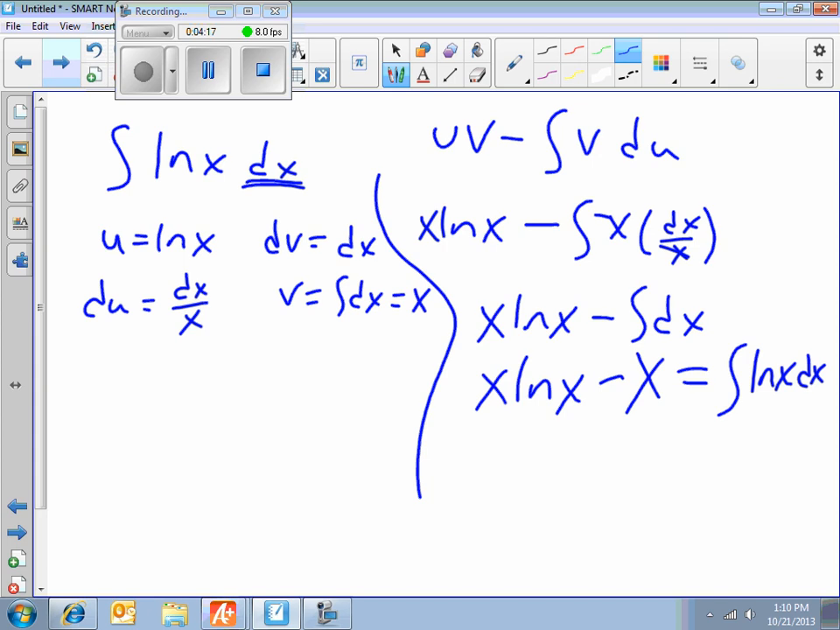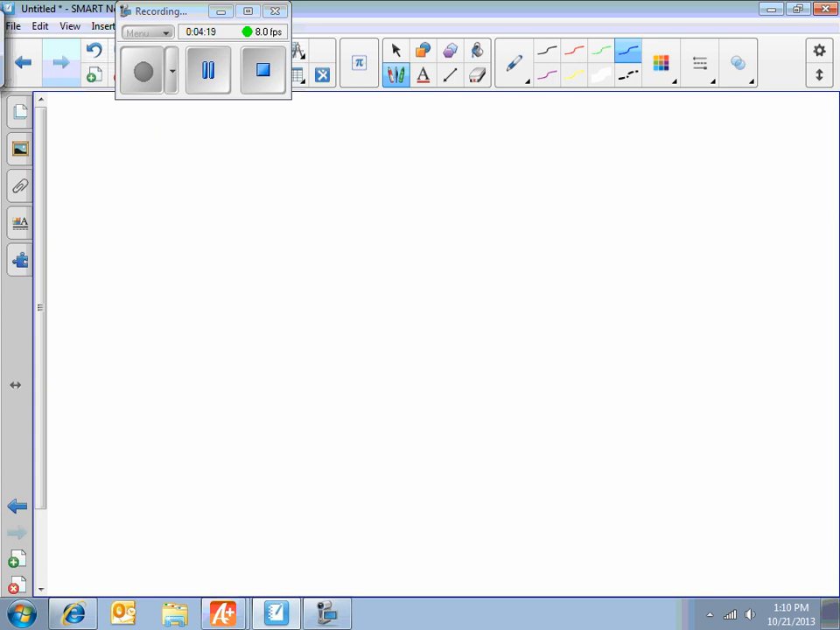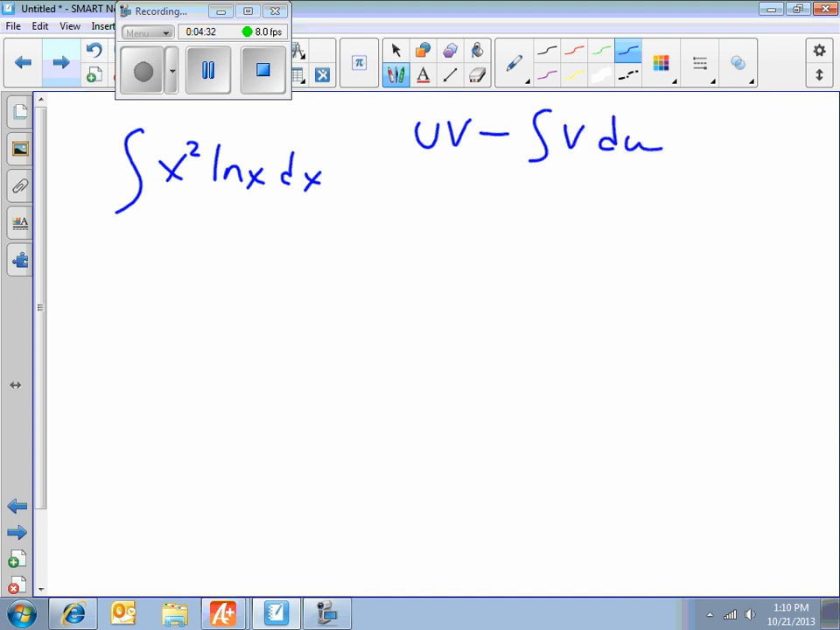All right, let's do another example. Let's look at what happens when you integrate, this time, x squared natural log of x dx. Well, remember, integration by parts: uv minus the integral of v du. And it probably is helpful to write that down with every problem so you know what you're looking for.